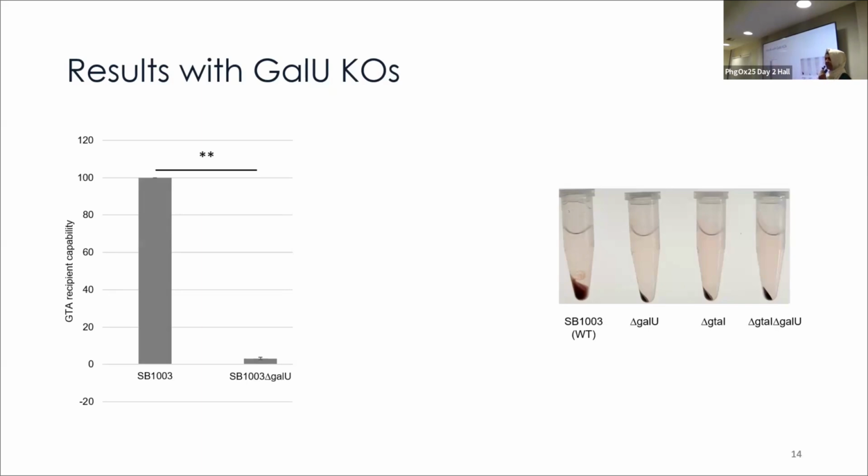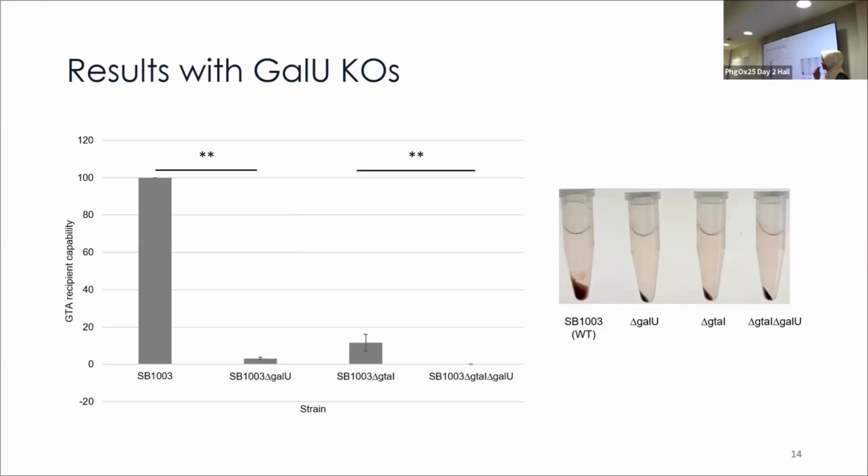Essentially, it is a quorum sensing mutant, but it ends up losing the capsule. So what we did was create the galU mutant on the Delta GtaI capsule-minus strain. And then we performed a GTA assay to evaluate their relative recipient capabilities. And the good news is that even the capsule-minus delta galU strain has almost zero recipient capability.